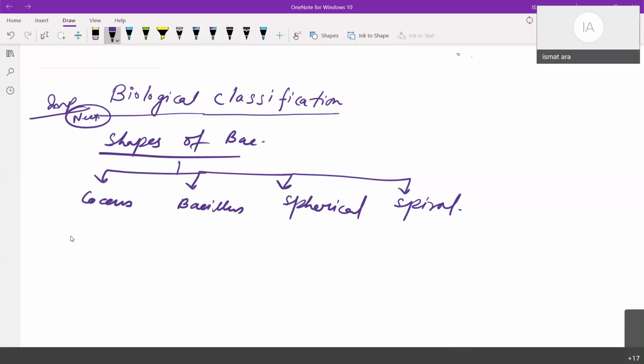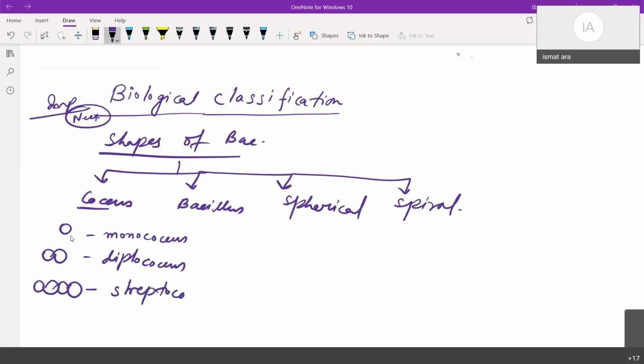In coccus, if there is one single coccus bacterium, it is called monococcus. Two coccus bacteria are called diplococcus. If they are in a group, for group we use the word strepto, so streptococcus. And if they are in bunch form, like this, then it is called staphylococcus.